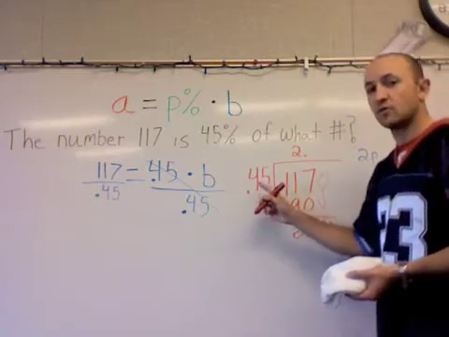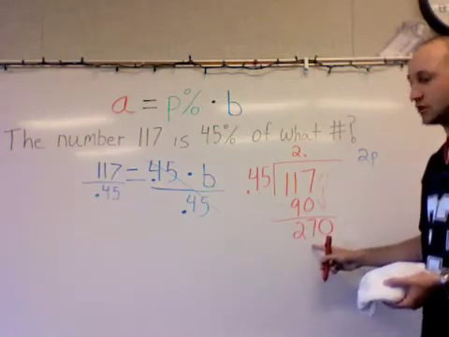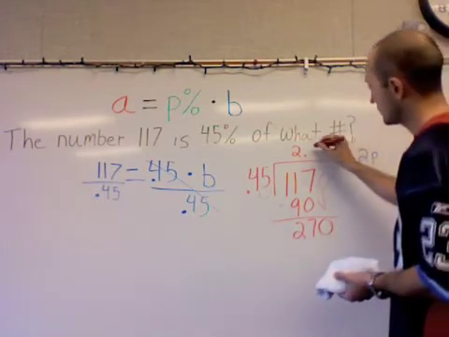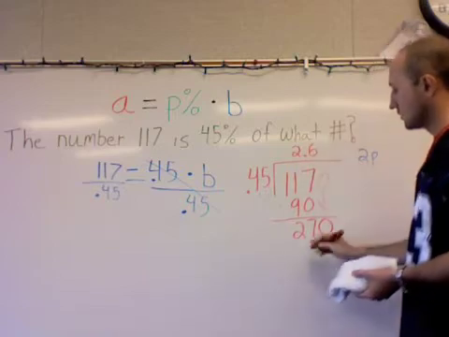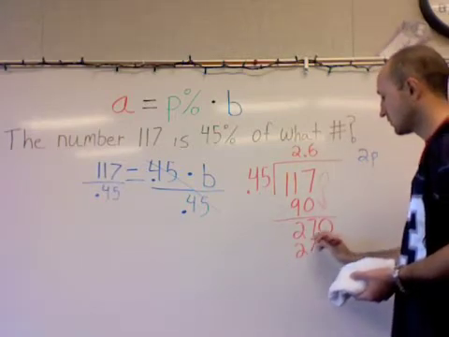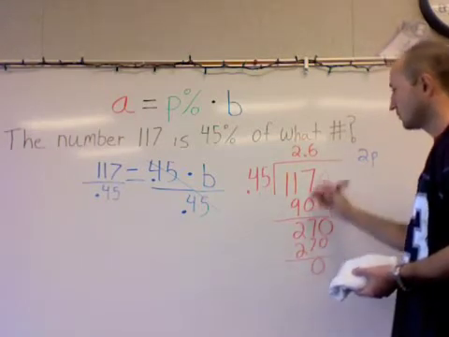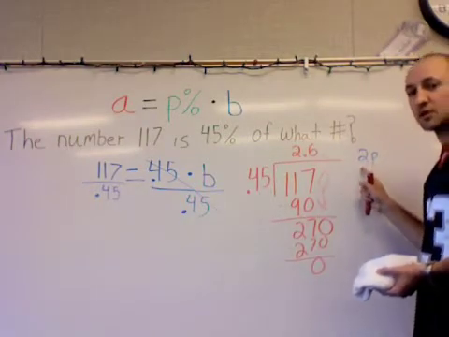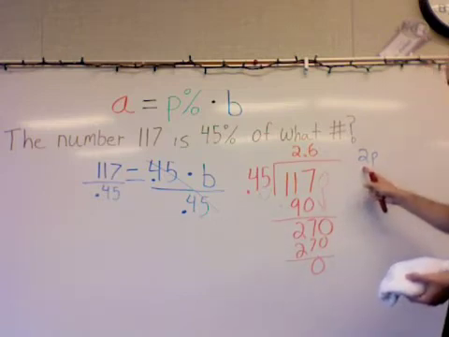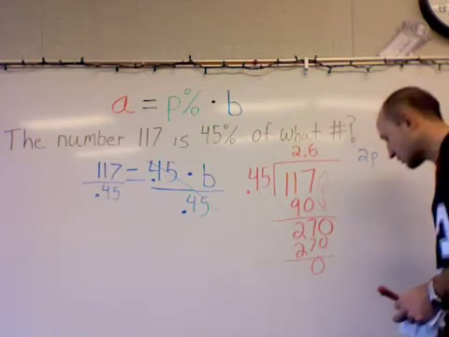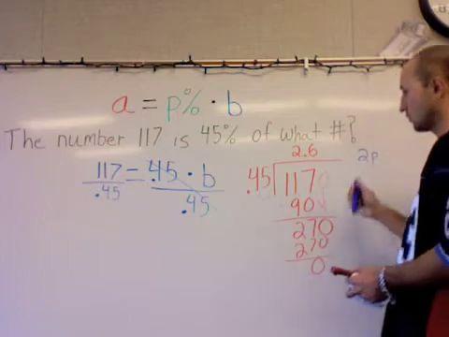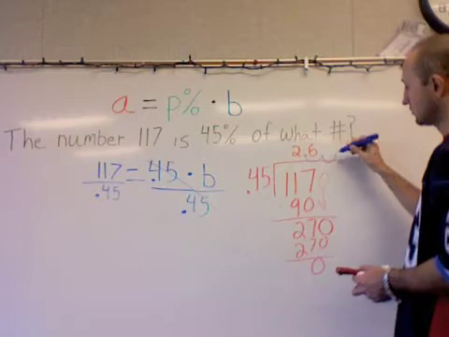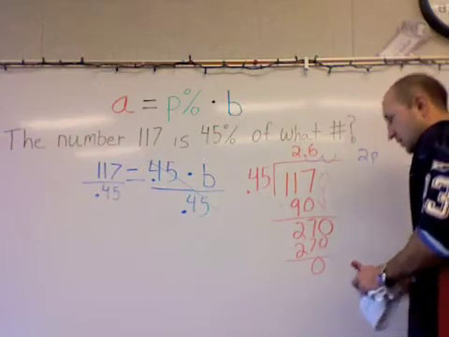If I do a little math, 45 actually goes into 270 6 times evenly, which will leave us with 0. So if I end up with an answer of 2.6, this is where my decimal place comes in handy. I know that it has to be moved 2 places. So I'm going to take this decimal and move it 2 places over. 1, 2. So my decimal is now here.